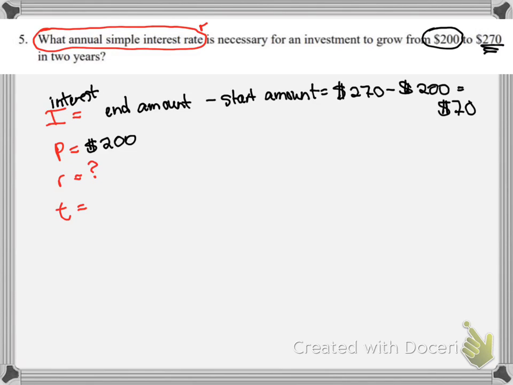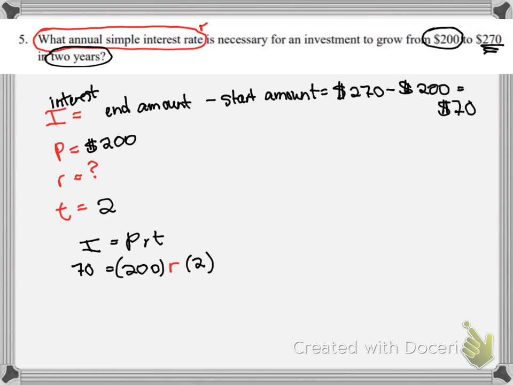Okay, and then lastly we have our time. Our time is 2 years. So now we can finally start plugging things into our equation. So again, our principal is 200. Our interest rate is unknown, so I'm going to just leave that as R. Our time is 2 years. And the amount of interest that we want to have is $70.